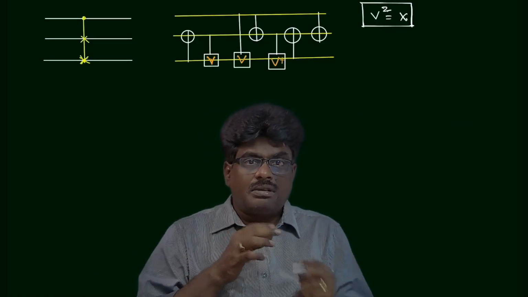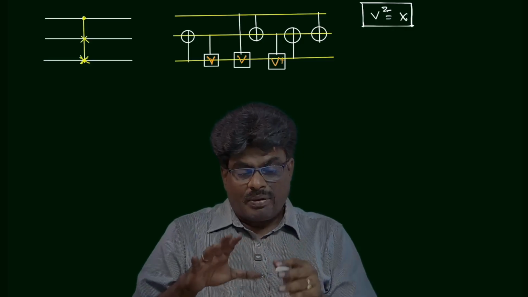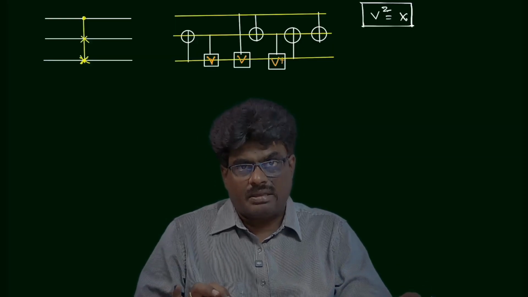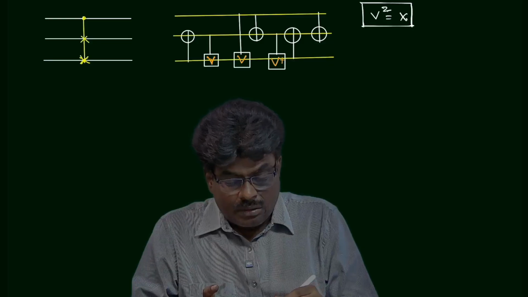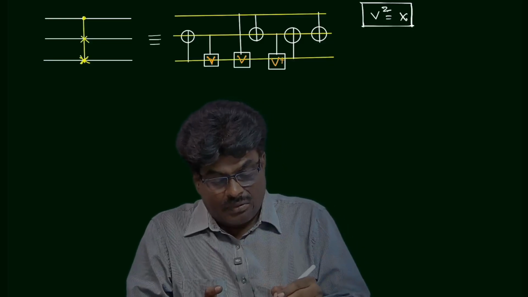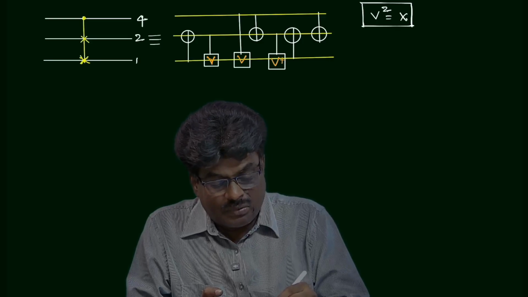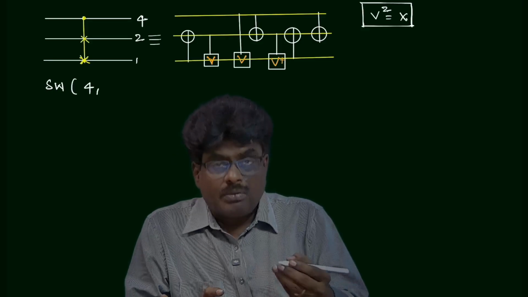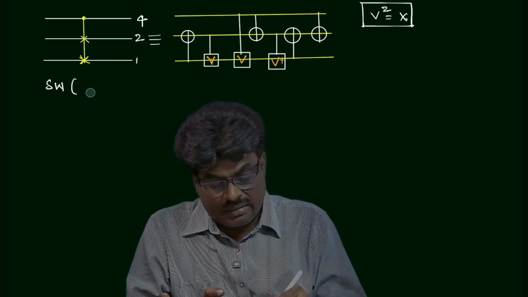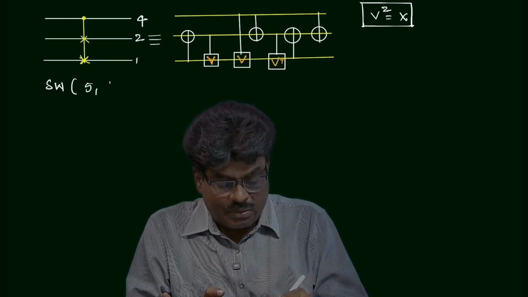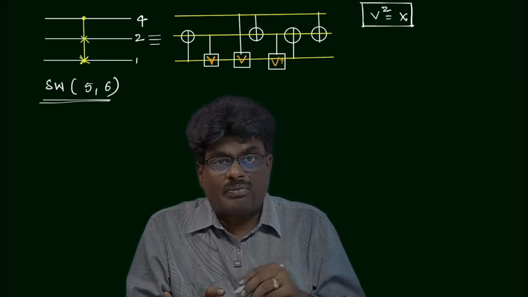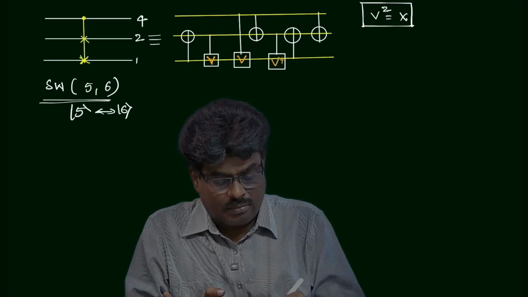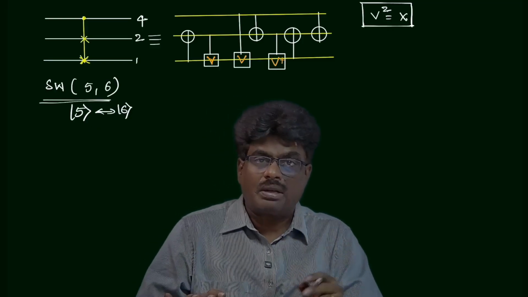Right. So this is also a very interesting one. So you have to show that both the circuits are equivalent if this V squared equals X, Pauli X gate. Okay. So we have to show that these are equivalent. Now first let me take this operation 1, 2, 4. So this is the swap gate. Okay. So 4 plus 1, that is 5. 4 plus 2, that is 6. That means it will swap 5 and 6. If you want, you can write in the binary notation 101 and 110.